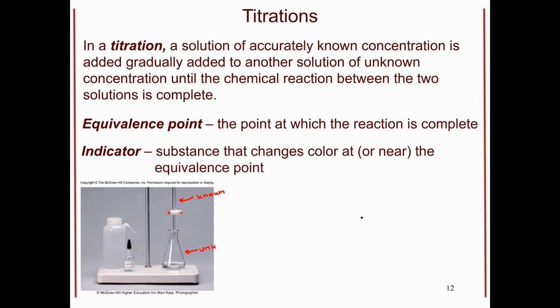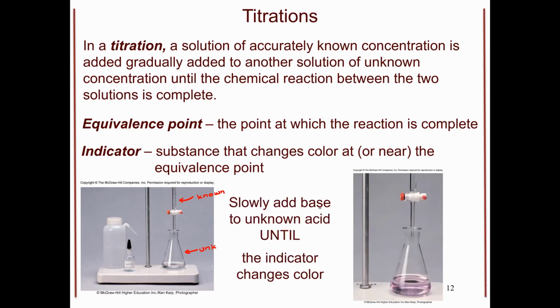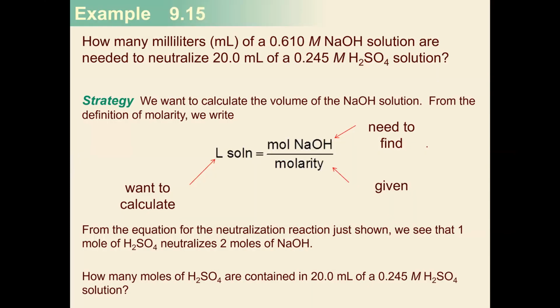So what can we do? Well, we are going to slowly add our known species until we get a color change. Notice that we are getting a faint pink color here in our example. The indicator will dictate what color change you end up getting. So let's try an example of a titration.